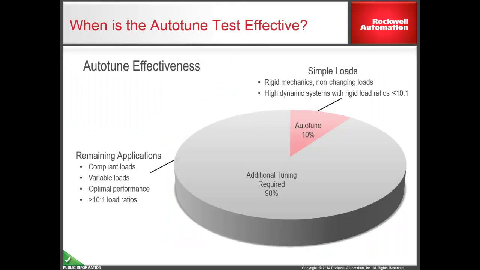In certain applications, the auto-tune technique is quite effective and does not require advanced tuning experience to utilize. However, the fixed set of equations that the auto-tune function uses to set the gain values is optimal for rigid, non-changing loads and for high dynamic applications with rigid load ratios of 10:1 or less, which comprise roughly 10% of applications. Applications which do not meet these conditions require additional tuning techniques if the auto-tune gains do not provide satisfactory performance. Specifically, systems with significant compliance, variable loads, or those needing a high level of performance may require additional tuning methods or tools.